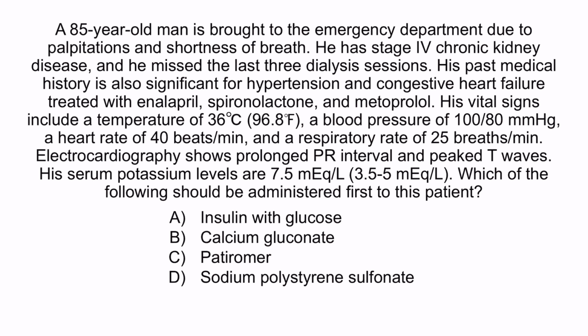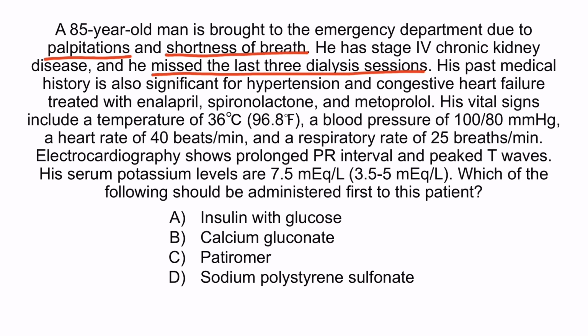Electrocardiography shows prolonged PR interval and peaked T waves. His serum potassium level is 7.5. Which of the following should be administered first to this patient? A. Insulin with glucose. B. Calcium gluconate. C. Patiromer. D. Sodium polystyrene sulfonate.